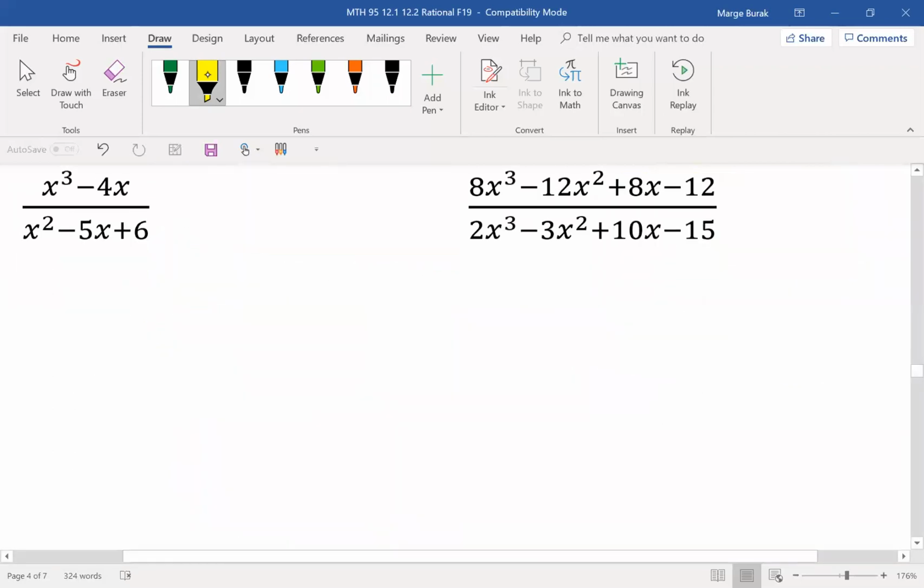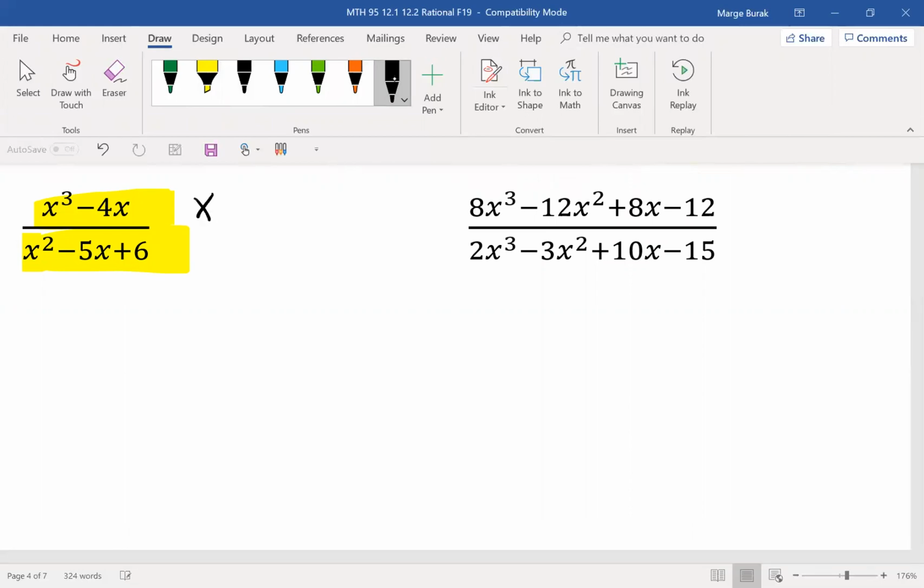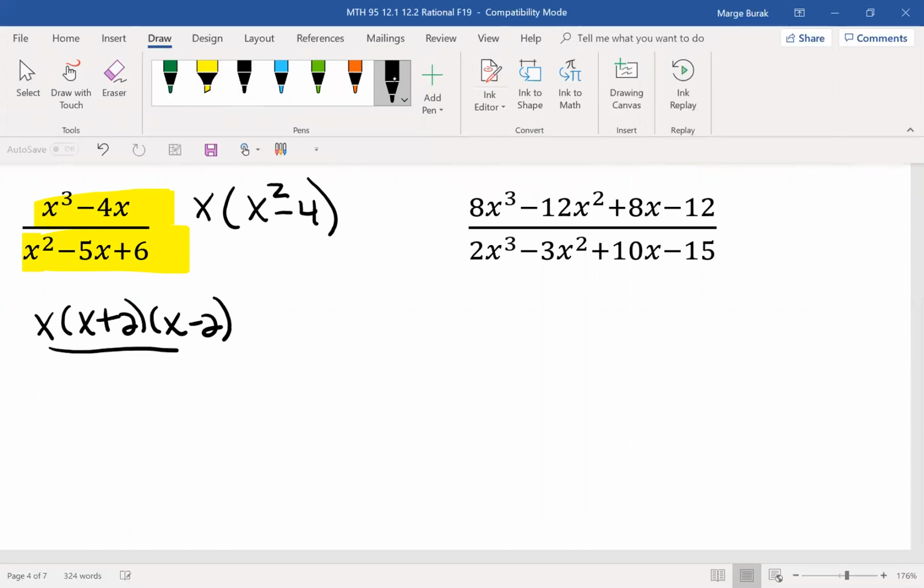A couple more of these. So we're going to look at this one first on the left, and let's factor them because we can't do any canceling of anything except factors. So let's factor that x out. Oh boy, I see a little bit more than that. I think I've got to take that x squared minus 4 and change it to x plus 2 and x minus 2. Everybody okay with that?